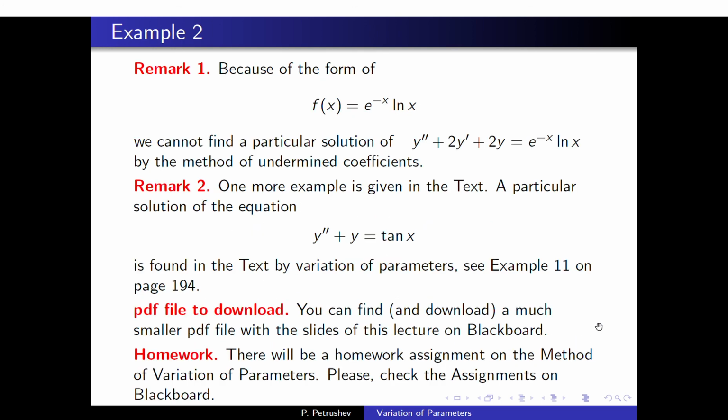Two remarks are in order. It's important to understand in this case that the function f(x) on the right-hand side, which is this one, cannot be handled by the method of undetermined coefficients. So the only way to handle this problem is to use variation of parameters. There is one more example given in the text. A particular solution of this equation is found there by using the method of variation of parameters. Take a look at example 11 on page 194.